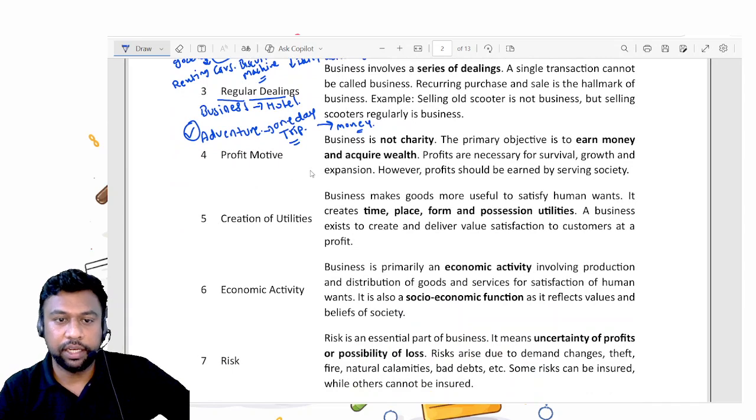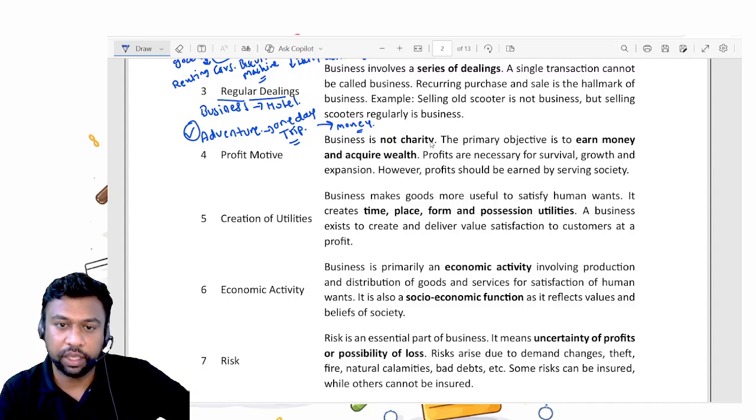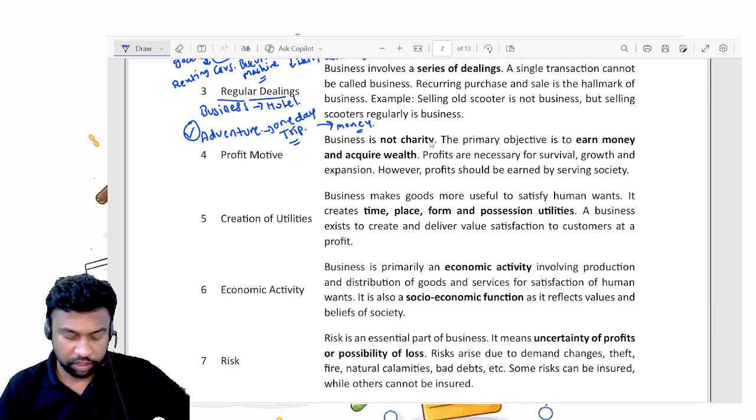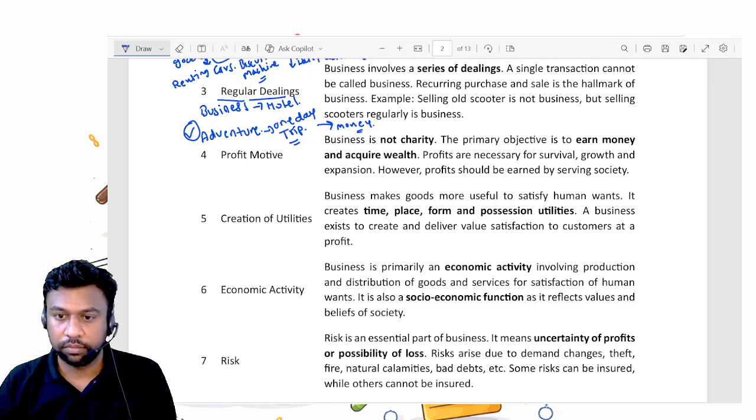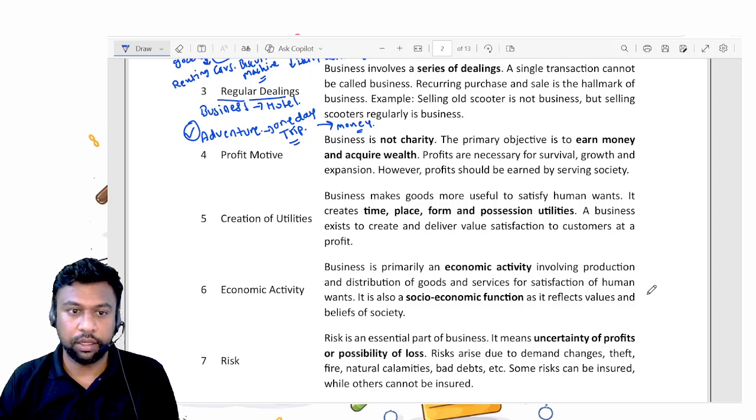Next is profit motive. Business should be for profit. Business is not a charity, it is with the motive of earning profit. That is a fundamental of doing any business. Hope you are understanding this, right?